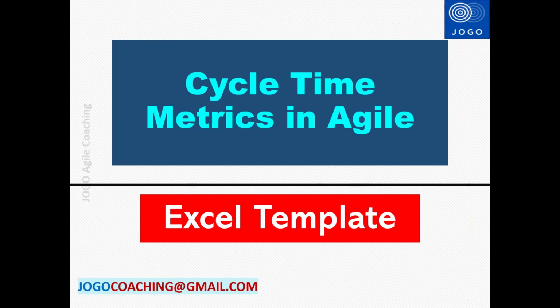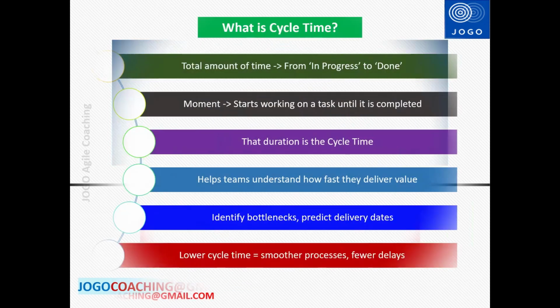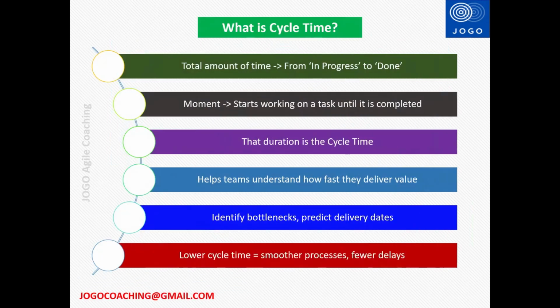In this short video, let us understand one of the most important Agile and Kanban metrics, cycle time. First, let us understand what is cycle time. Cycle time is the total amount of time it takes for the team to complete the work from in progress stage to done state. In simple words, the moment your team starts working on a task until the moment it is completed. That duration is called cycle time.